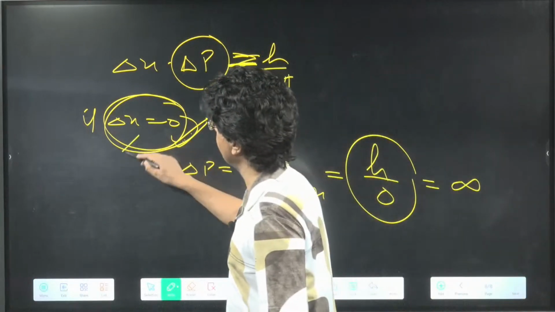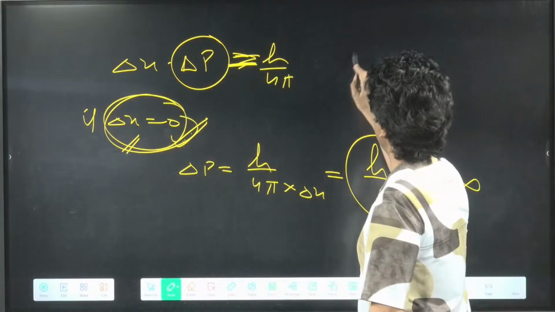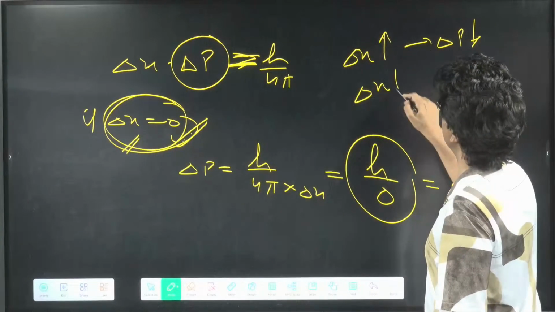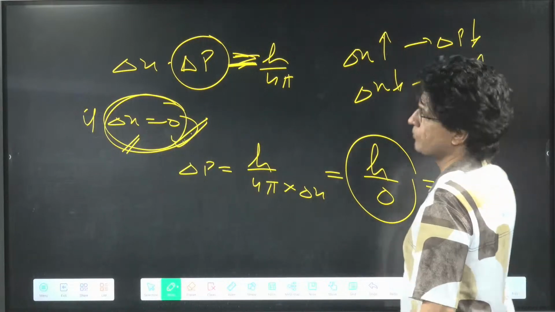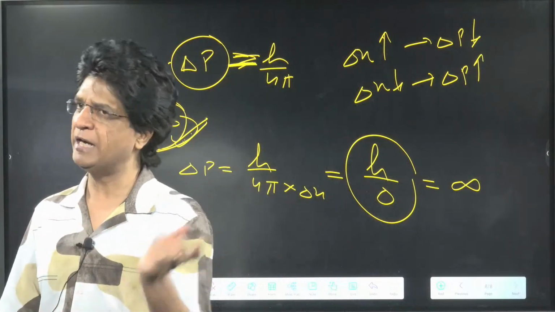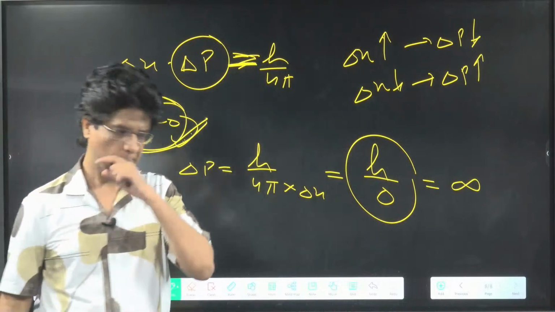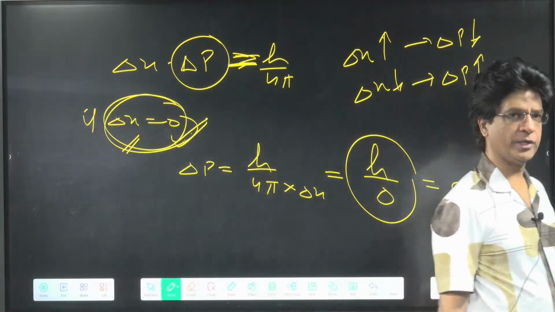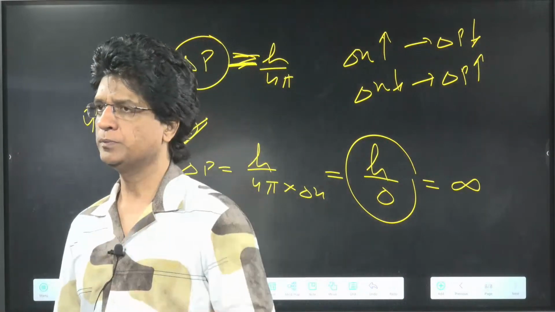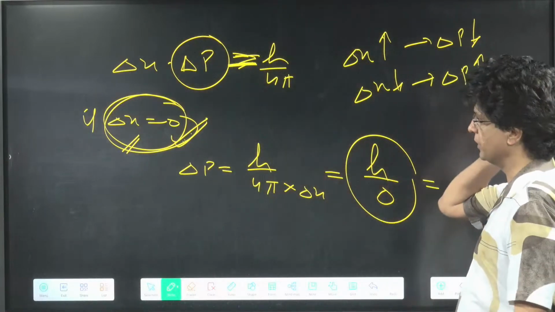That means certainty in one thing will induce uncertainty in the other thing. More is the value of delta x, lesser the value of delta p, and lesser the value of delta x, more the value of delta p. If you are more certain about the position, you are less certain about the momentum, and vice versa. Is that clear? If the uncertainty in the momentum is 0, then the uncertainty in the position will be infinity.